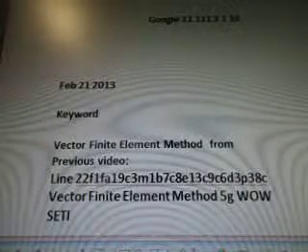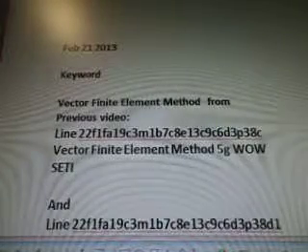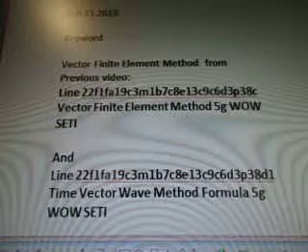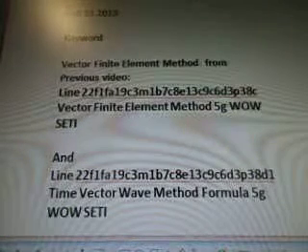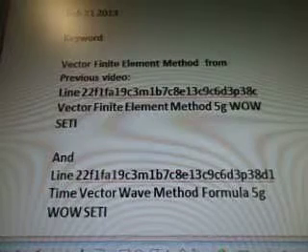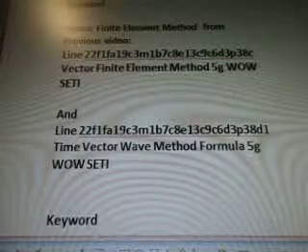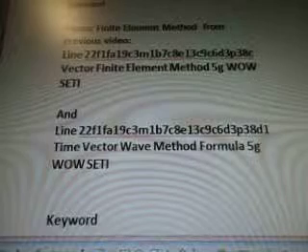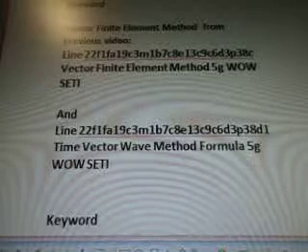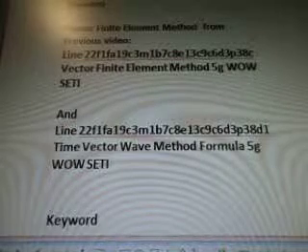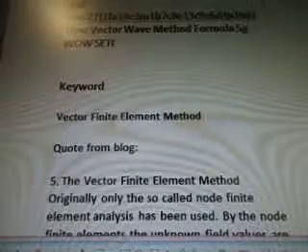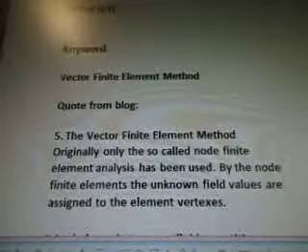February 21st, today's the 24th. Keywords vector finite element method are from line 22f1fa19c3m1b7c8e13c9c6d3p38c. Vector finite element method 5G Wow Seti. And line 22f1fa19c3m1b7c8e13c9c6d3p38d1. Time vector wave method formula 5G Wow Seti. So our keyword is vector finite element method, a quote from blog.